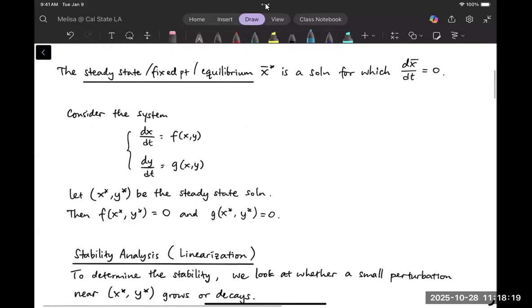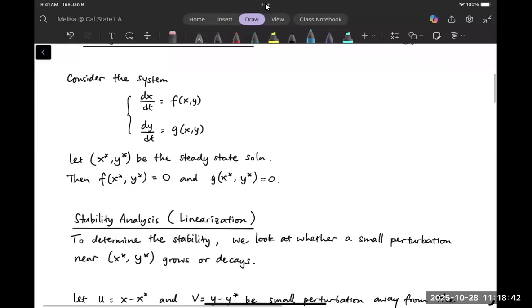All right, so now let's look at the system of two ODEs, dx/dt and dy/dt. Right-hand side is f and g. So here I denote the steady state as x star, y star. Or if you don't like this, then you can drop the asterisk. So here f of x star, y star is 0, and then g of x star, y star is also 0. Okay, so now let's do stability analysis.